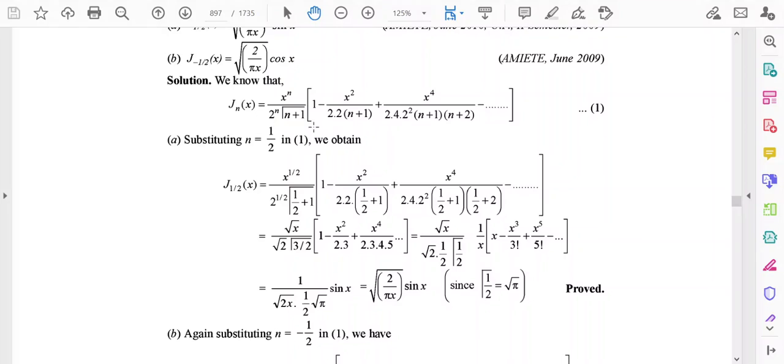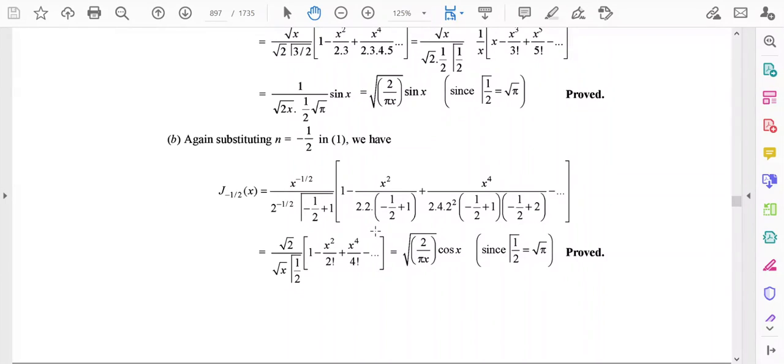In a similar way we can also calculate J of minus half x. We write minus half in place of n in all these expressions. If we proceed in the previous manner, we get 1 minus x square by 2 factorial plus x to the power 4 by 4 factorial, and so on, and this series is actually the cosine series.